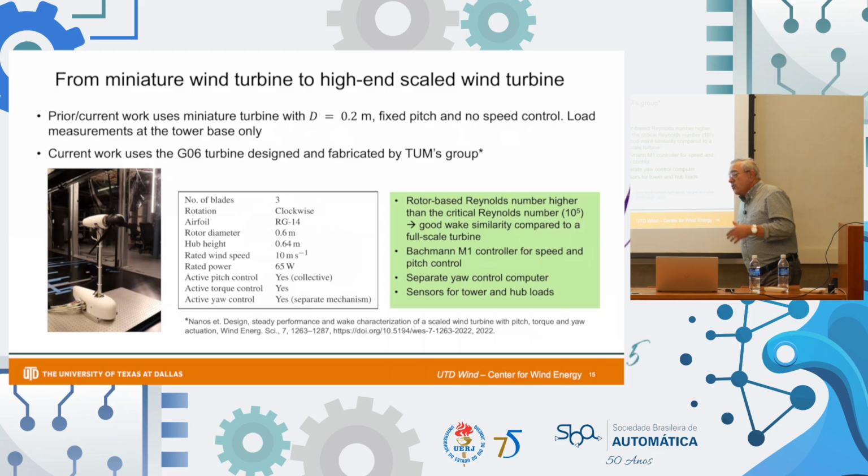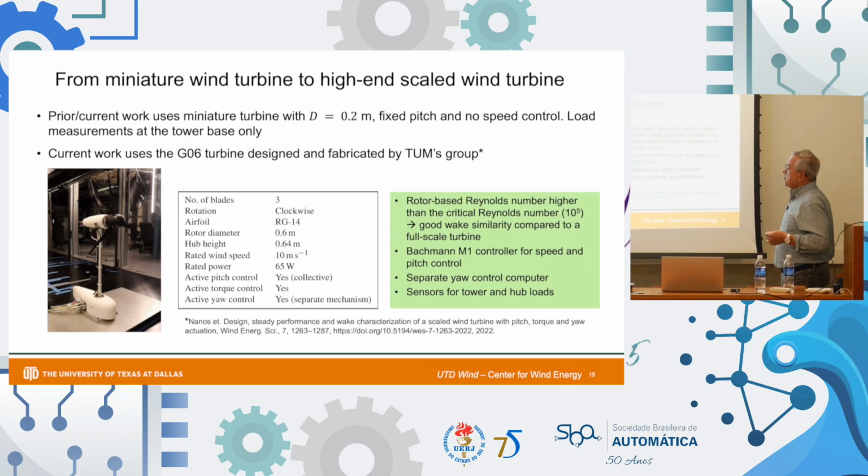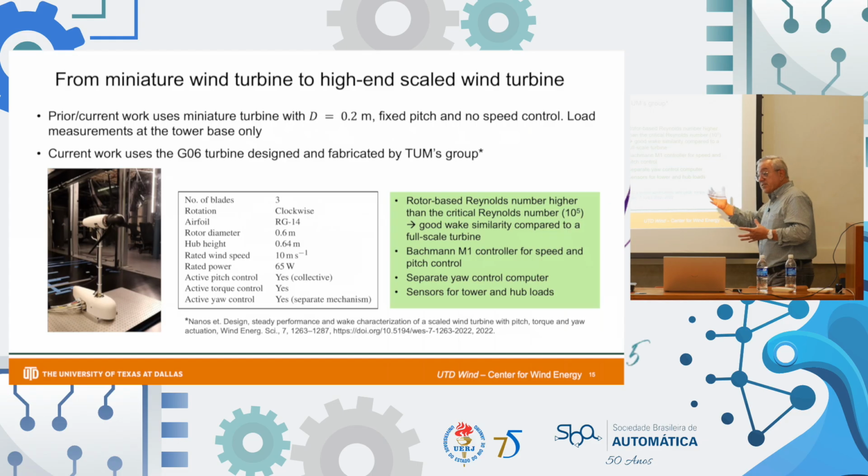So what I showed you are experiments on toy turbines, these 0.2 diameter miniature turbines. Then we started conversations with people at Technical University of Munich who are experts in scaling down a machine so that you maintain the aerodynamic properties, the aeroelastic properties. Aeroelastic means how the blade deforms with the flow and how that influences the flow. It's a two-way street. And also the wake propagation.